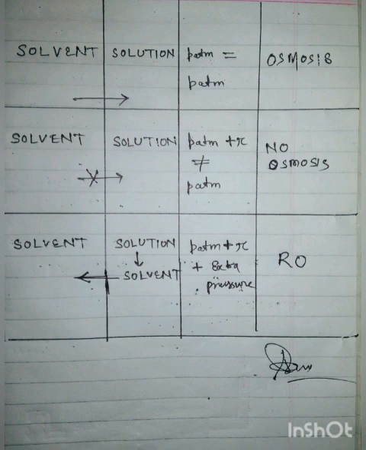If you know about osmotic pressure, it is the minimum pressure that is applied on the solution to prevent osmosis. But whenever we apply a pressure that is more than the osmotic pressure, what changes? Now when we apply pressure more than the osmotic pressure, the movement of solvent molecules from the solution will be towards the solvent.